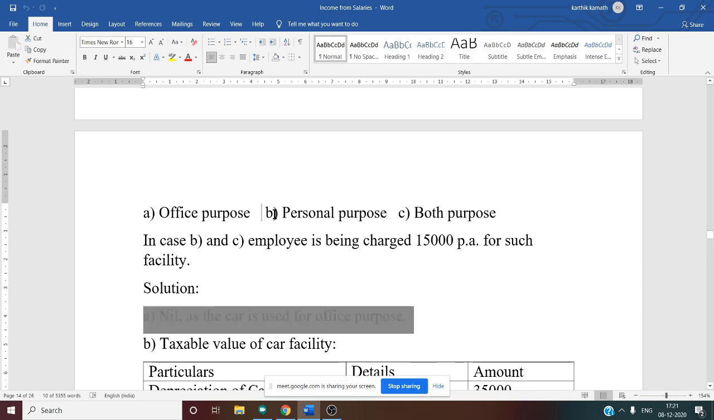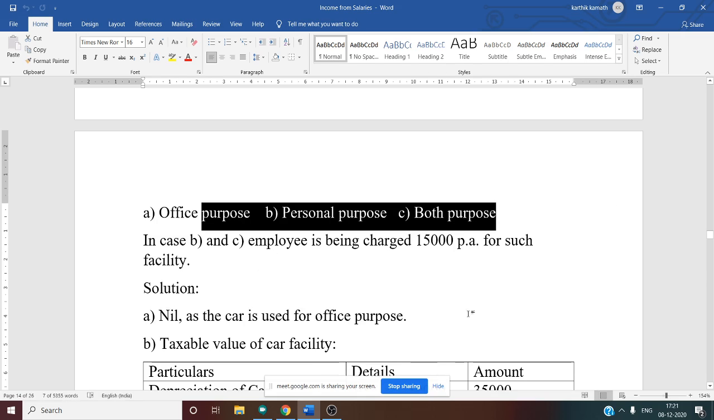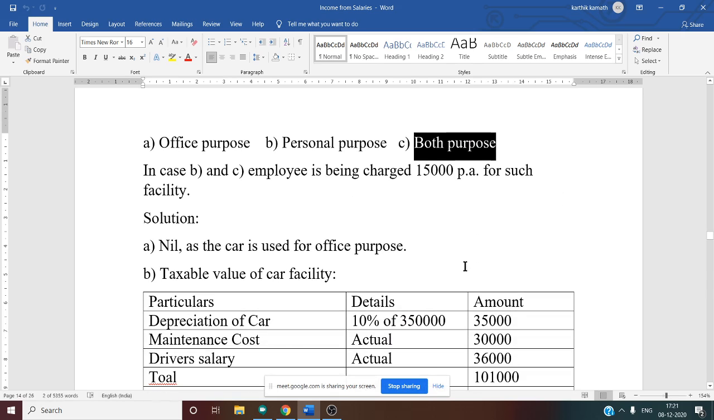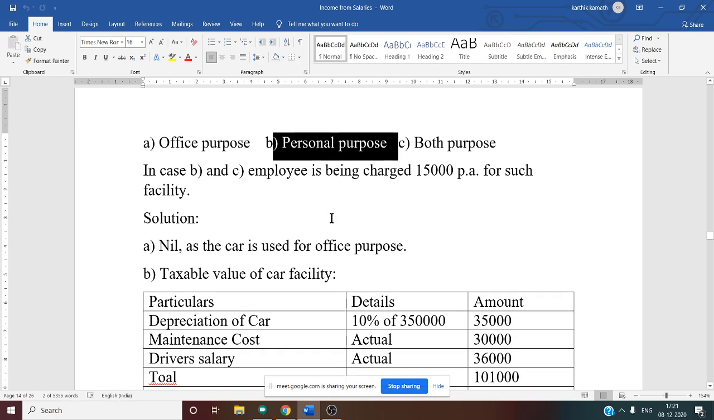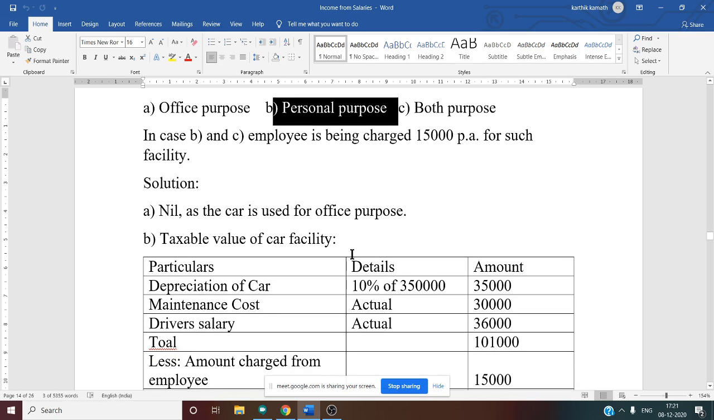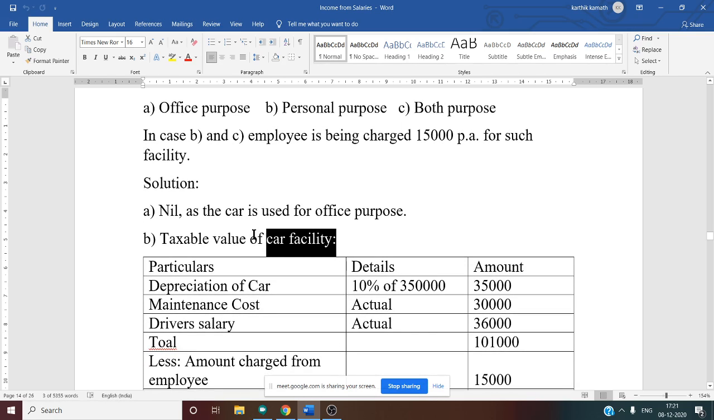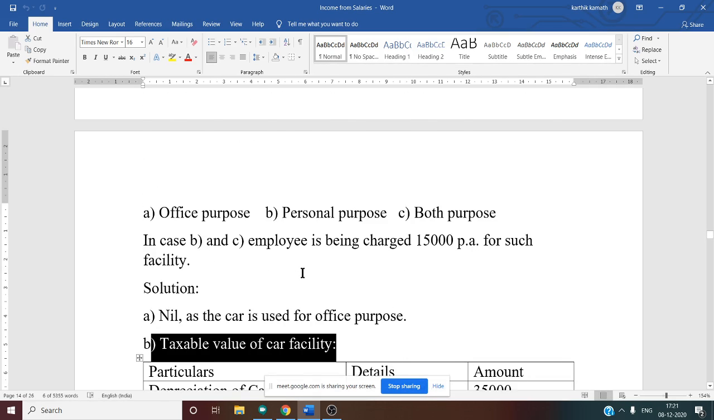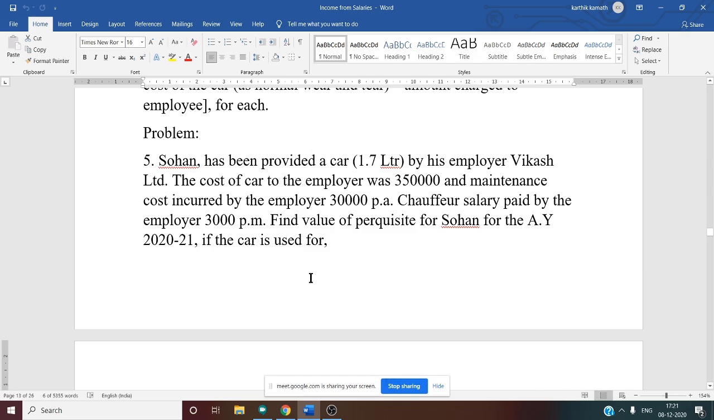Now, next condition, there is a taxation, isn't it? That is personal purpose and both the purpose. So now we'll discuss personal purpose. That is question number 2. For personal purpose, first we want the taxable value of the car facility. So it is better to do it in a format with particulars and amount. Under particulars, one by one, the information given in the question we have to write.